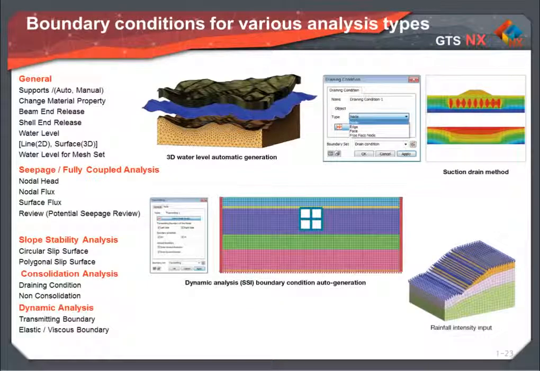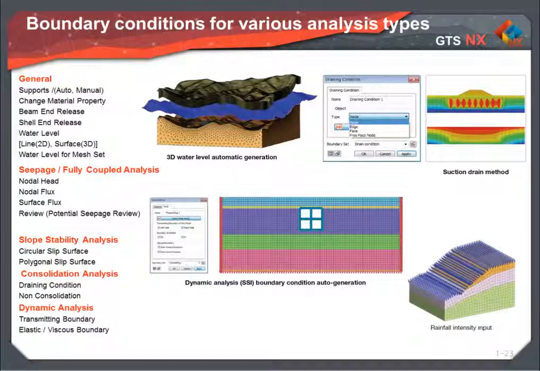Moving on to boundary conditions, in GTS NX various boundary conditions for all analysis types are provided. Essential boundaries such as constraints for ground in static analysis and damper or transmitting boundary for dynamic analysis can be defined automatically. By defining water level surface, the pore water pressure can be automatically considered in stress analysis. Time-dependent water levels can be defined to simulate rapid drawdown as well as gradual rise in water level due to rainfall. The change property function can be used to accurately simulate change in material properties over time during construction sequence.